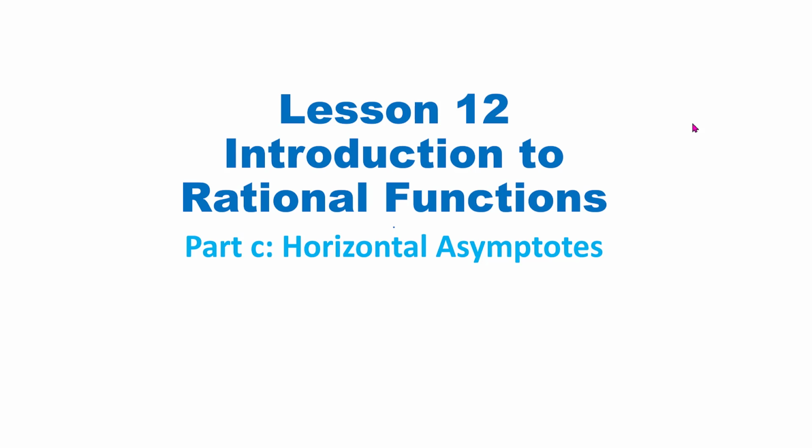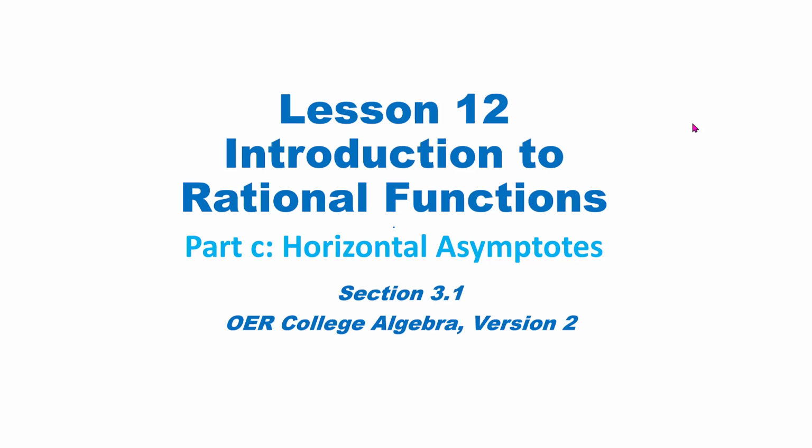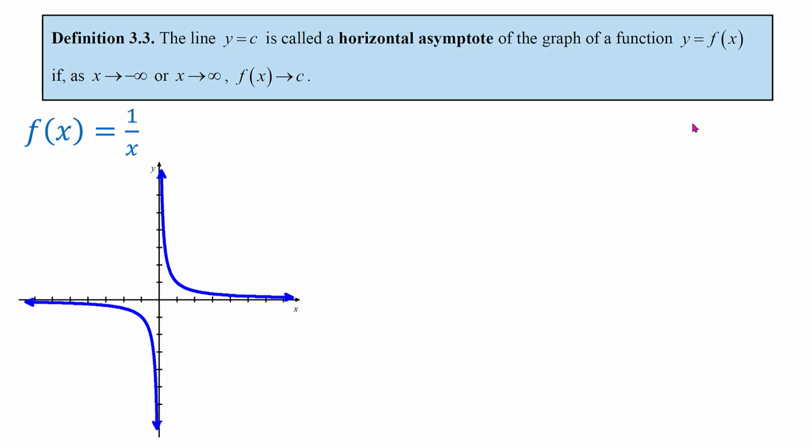In the third part of Precalculus Lesson 12, we look at horizontal asymptotes of rational functions. This lesson is from section 3.1 in the College Algebra textbook. We start with a definition.